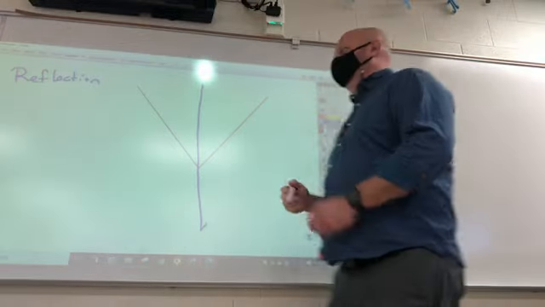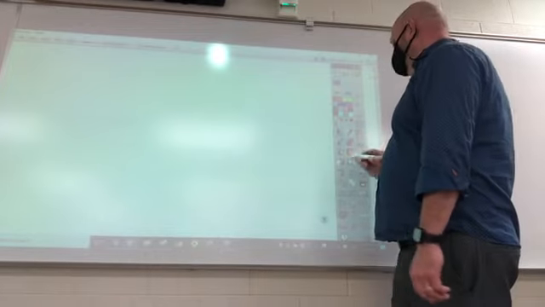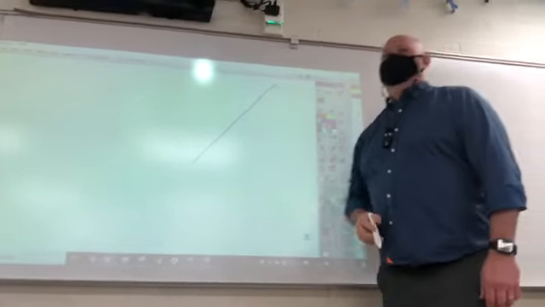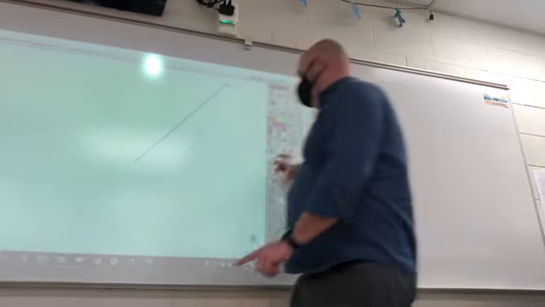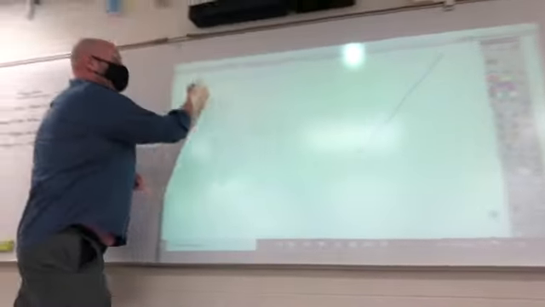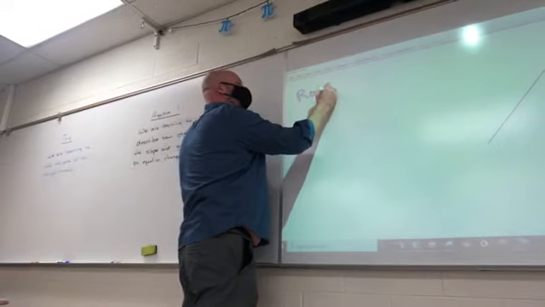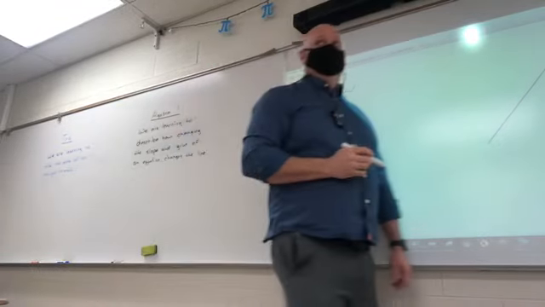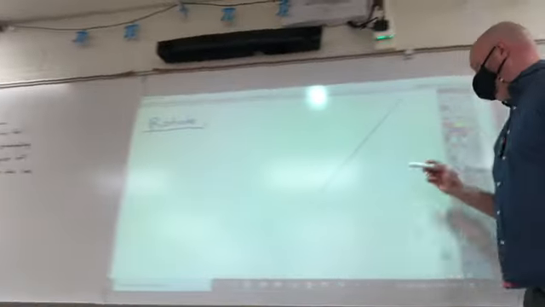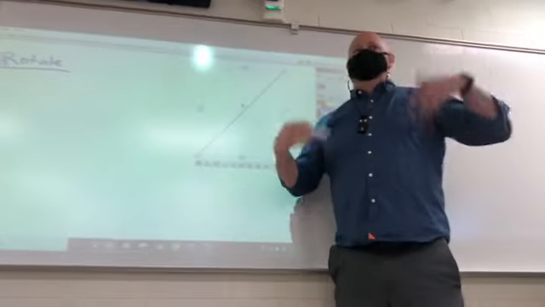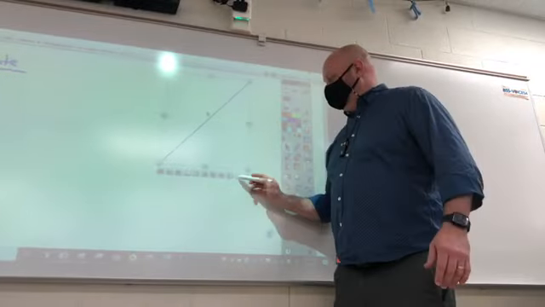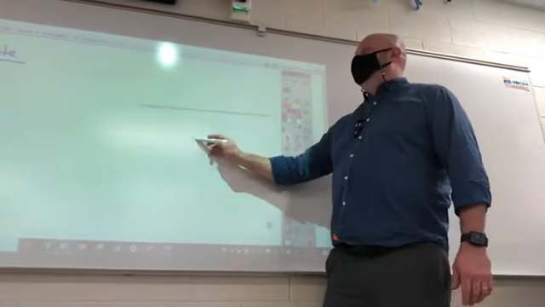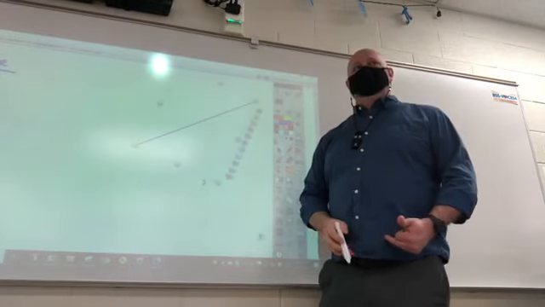What's another type of translation? What is something else that I could do to this line? I could rotate it. What does rotate mean? If I say rotate it, what am I going to do to this? I'm going to spin it around a circle, right? Now, what's changing when I rotate?